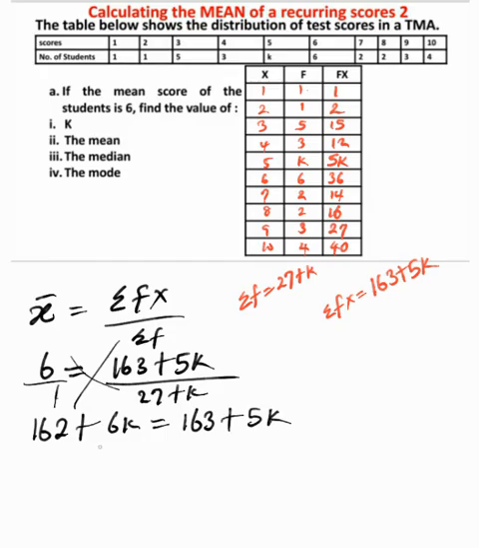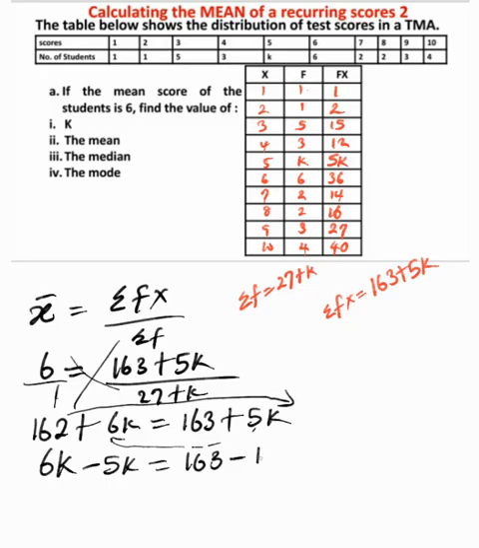When we collect the like terms, we're going to have 6k. This is going to cross the equation sign, and so we're going to have minus 5k equal to 163, which is here before, and this is going to cross to the other side. So we have minus 162. 6k minus 5k is simply equal to k, and 163 minus 162 is 1. Therefore, the k we're looking for is equal to 1. K is equal to 1.